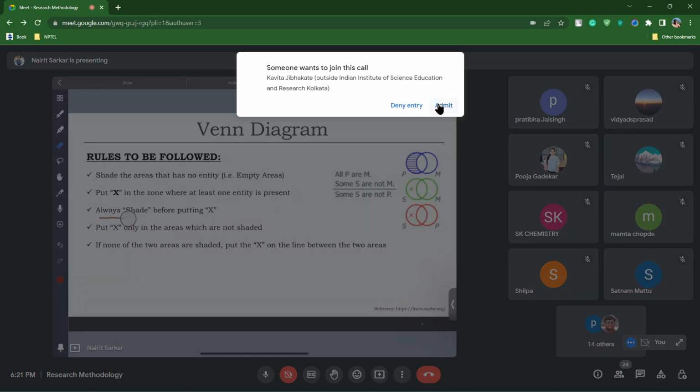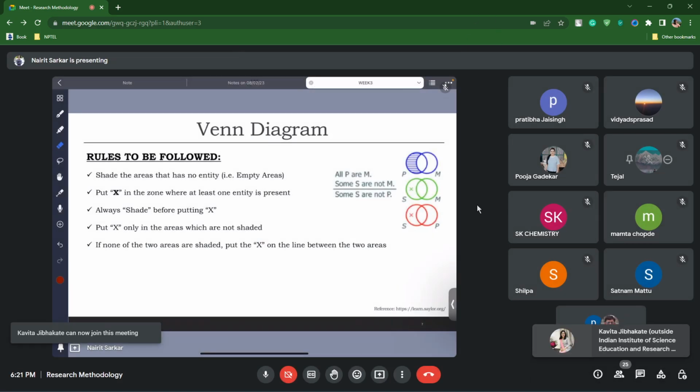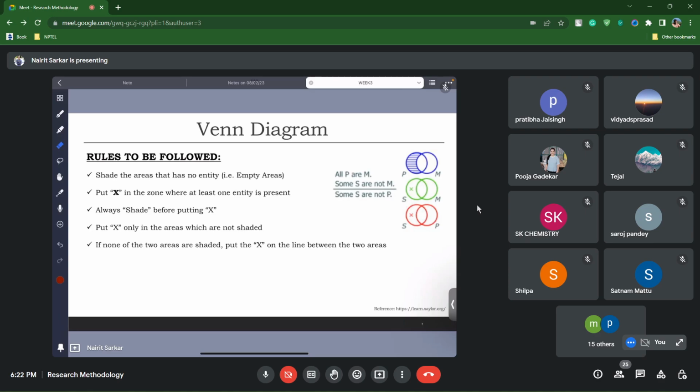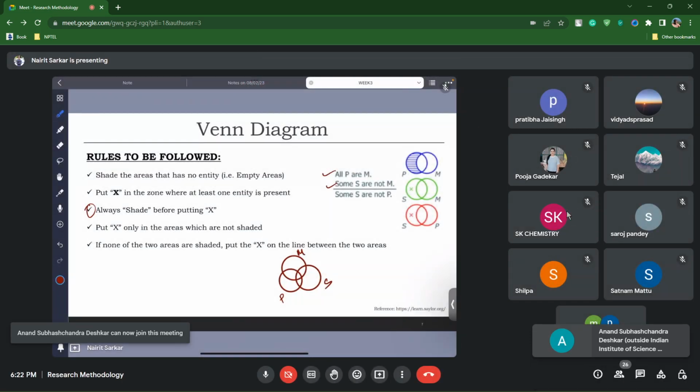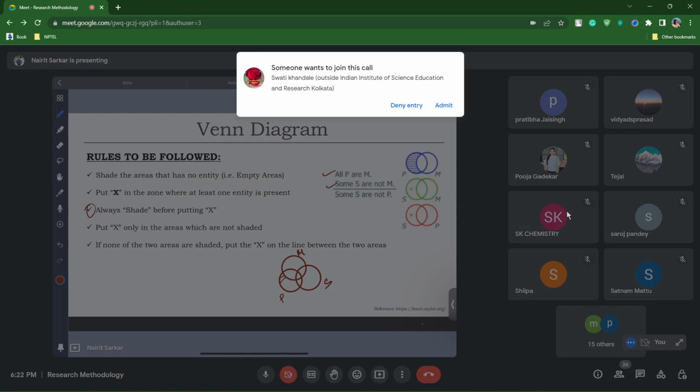Anyone having any confusions? So rule number 3 is not clear: always shade before putting an X. Suppose this example: all P are M. I am drawing P, M, S. The first premise is all P are M. So all P are M means the area of P outside M will be shaded, like this section.